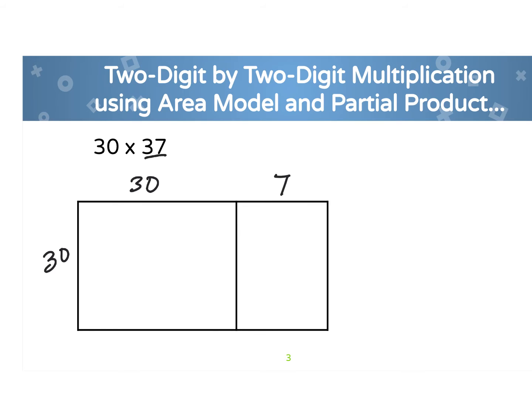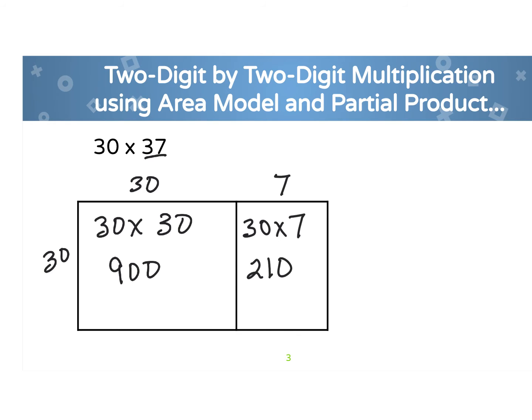And then we're going to multiply on this side by 30. So in this box, we could say we have 3 tens times 3 tens, or we could say we have 30 times 30, which equals 9, and then 10 times 10 is 100, so we have 900. And here we have 30 times 7, or we could say 3 tens times 7. 3 times 7 is 21 tens, which would be 210. So then we add that together and we will get our product.